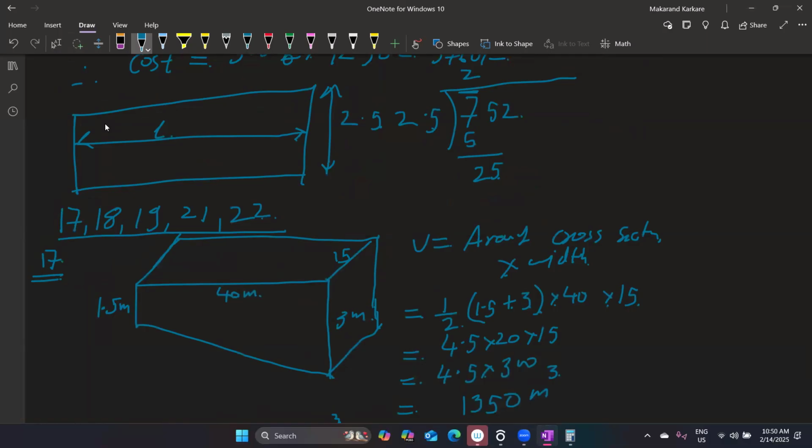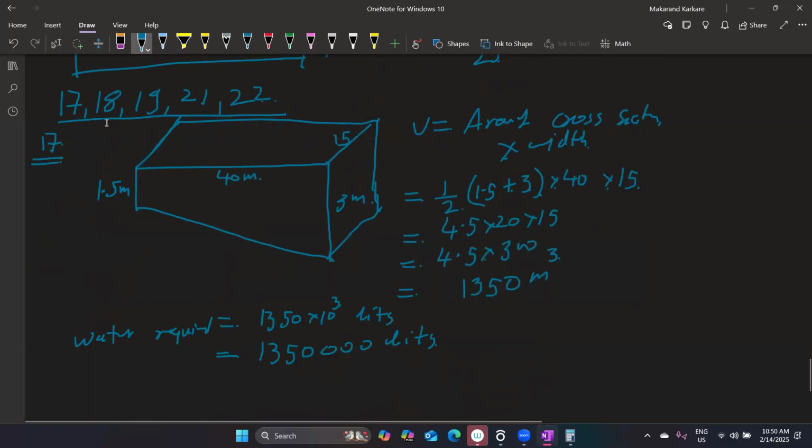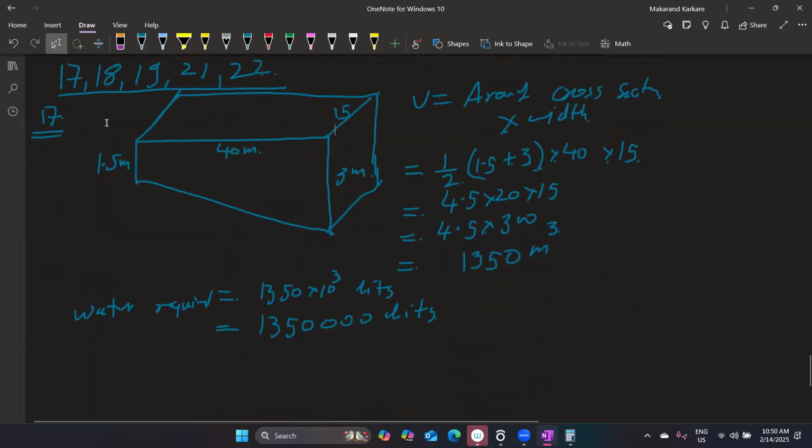So how many liters will it be? So 1350 into 1000 liters, right? 1350 into 1000. So can we say 135 into 10 raised to 4 liters? Yeah. But if you want to say it in raised to, you should say 1.35 into 10 raised to 6, because in standard form, the number always must be between 1 and 10. Okay.